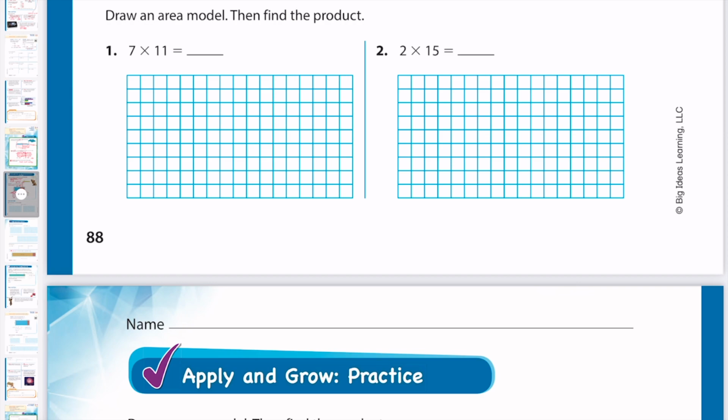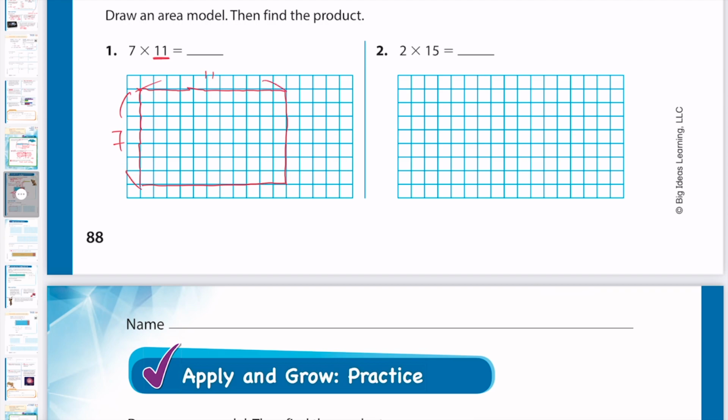Now let's practice more. Draw an array model, then find the product. So 7 rows. I'm going to use from here. It's better, right? So 1, 2, 3, 4, 5, 6, 7. And I need to go 11. 1, 2, 3, 4, 5, 6, 7, 8, 9, 10, 11. Now I'm going to make this tile kind of. Now this is 7 rows of 11, right?